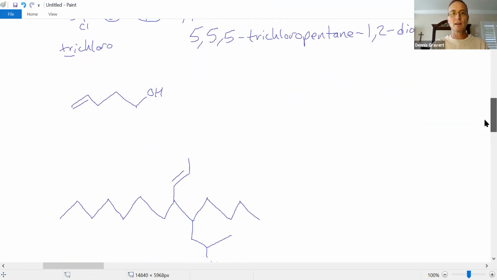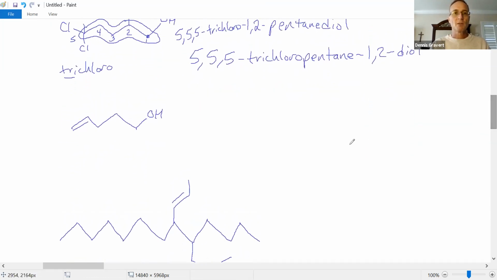Another one here. Okay, what do we got? We got an alcohol and alkene. What's step 0? What's the most important functional group? It's the alcohol. So this is part of the parent. Chain of 5.